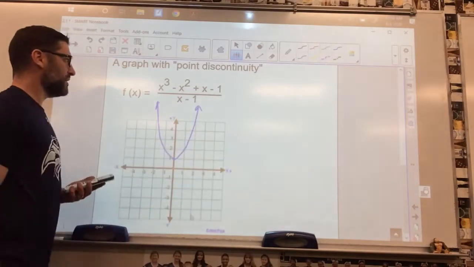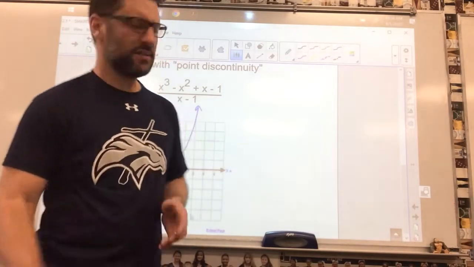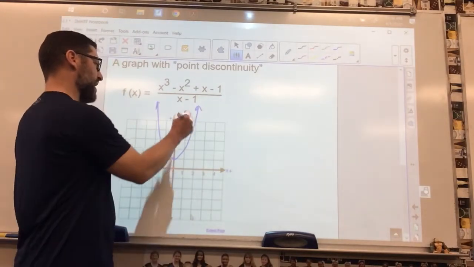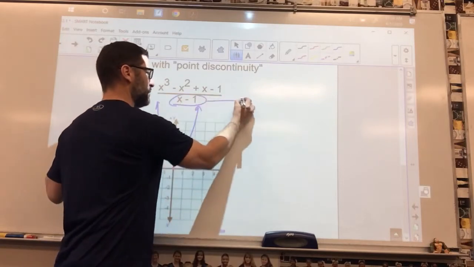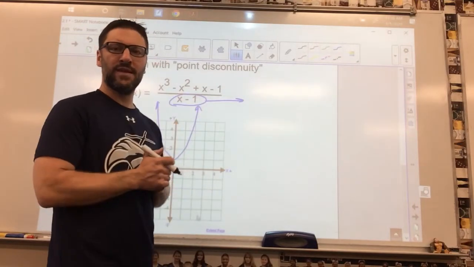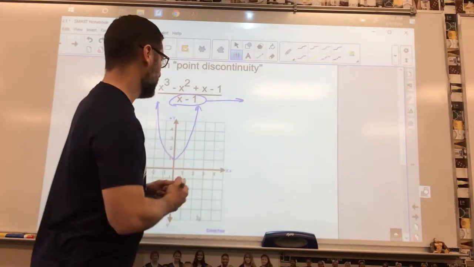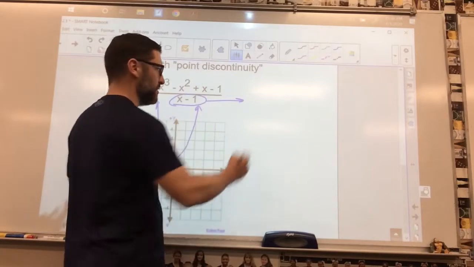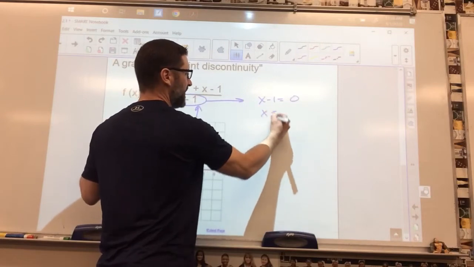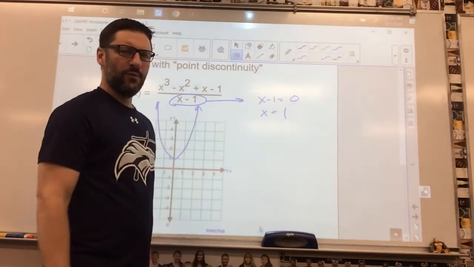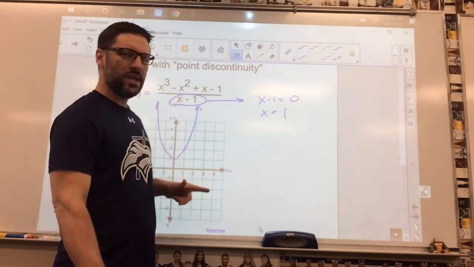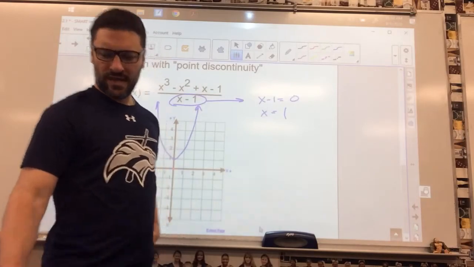But there's something going on here that we need to discuss. And really, a rational graph like this, whenever you have an x on the bottom, you have a value that cannot happen. It's called a point discontinuity for this. We would also describe it as a domain restriction. So I know I can't have 0 on the bottom of the fraction. So if I said x minus 1 equal to 0, I will get an x value that is 1. And what I just found out there is anytime I put 1 in here, I will get the graph to blow up. I will get something that doesn't show up.